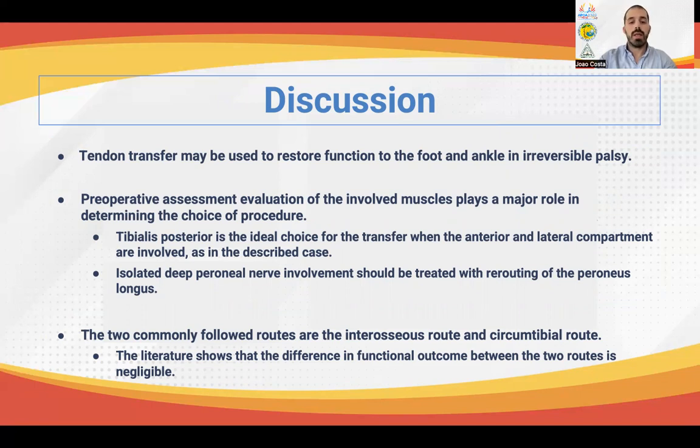Tibialis posterior is the ideal choice for the transfer when the anterior and lateral compartment are involved, as in the described case. Isolated deep peroneal nerve involvement should be treated with rerouting of the peroneus longus. The 2 commonly followed routes are the interosseous route and circumtibial route, yet the literature shows that the difference in functional outcome between the 2 routes is negligible.